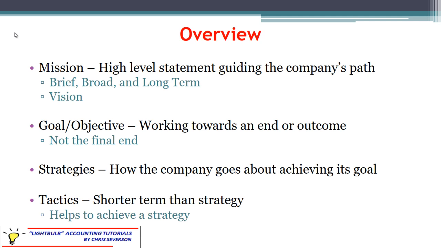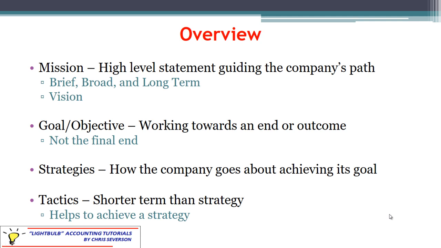So now let's move on to goal or objective. These two terms mean basically the same thing. These are stepping stones, so to speak, working towards an end or outcome. It's not the final end. These could be short-term or long-term goals, but in any case, when compared with the entire life of the company, they're much shorter term than that. Again, they're stepping stones to identify how successful we are being on the overall path to our final outcome.